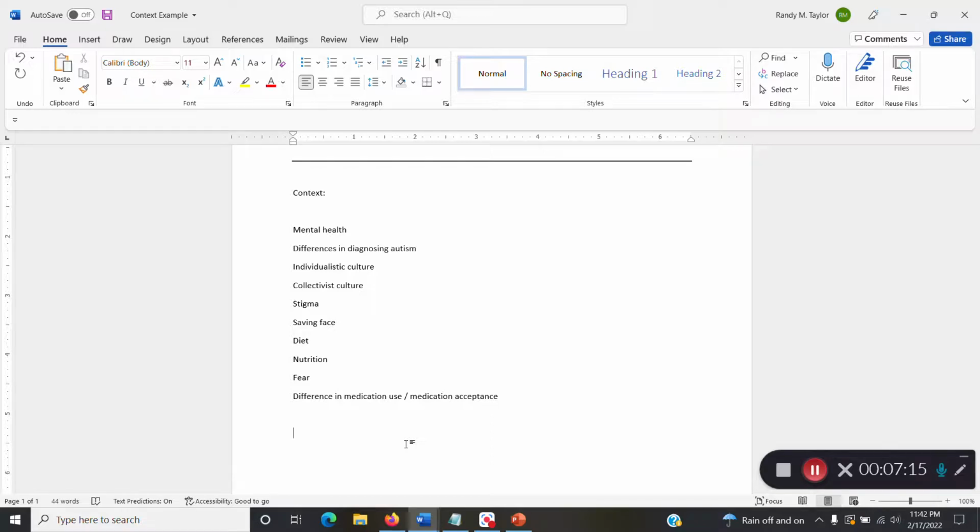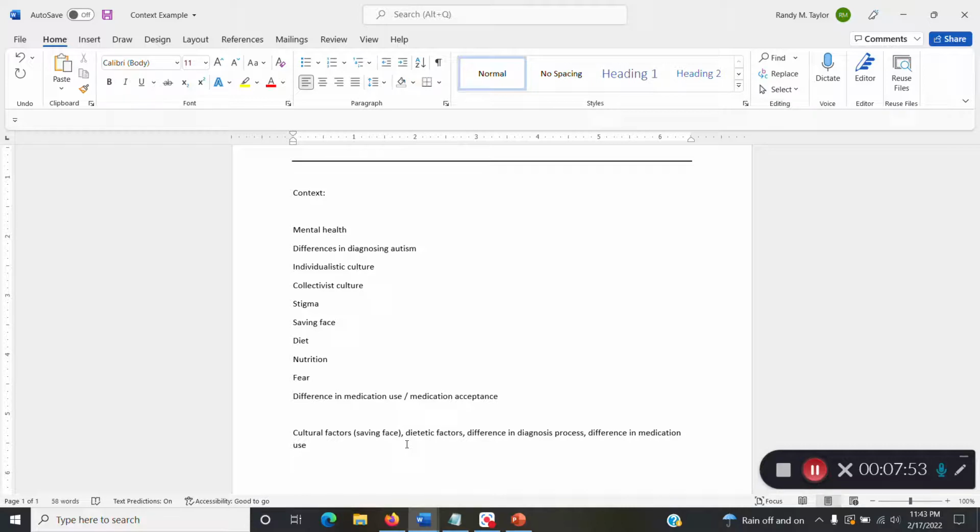We can break this down into cultural factors, such as saving face. We can break it down into dietetic factors. And then we can also break this down into several other factors, so a difference in diagnosis process, and a difference in medication use. So these would be the overarching categories.